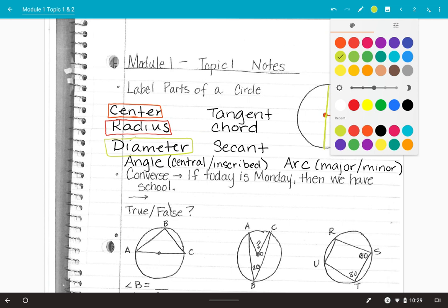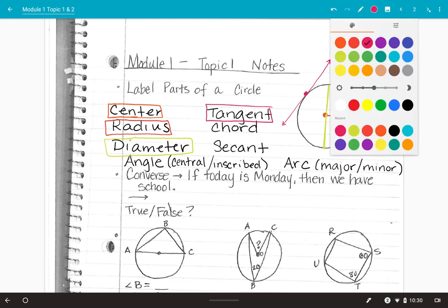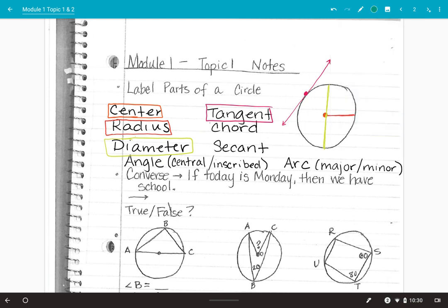Okay, next one is going to be tangent. Tangent is any line that will touch the edge of a circle but doesn't go through it. So if it's going to touch at this point, sorry, I'm not that great at drawing freehand on this one. It's going to touch right there. So that's a tangent.